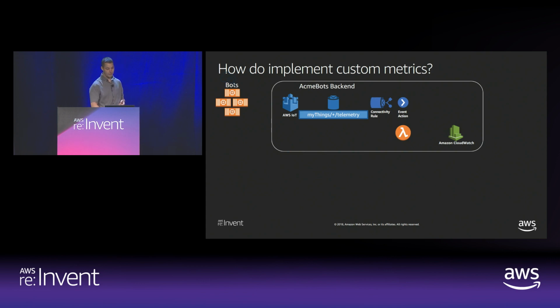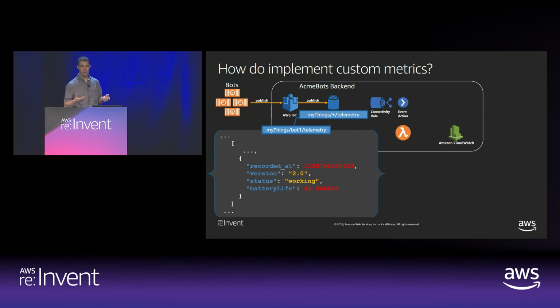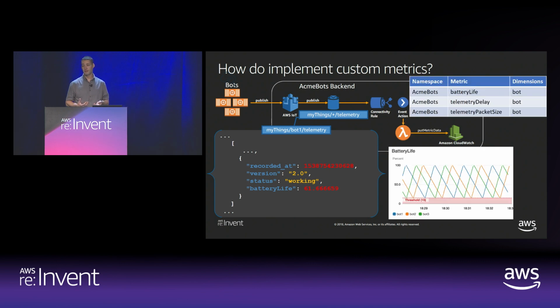So for implementing custom metrics, on the back end, on the IoT side, we have our bots publishing their status to AWS IoT. So that's published to a MQTT topic. And this is just an example of the data format that's published. And then you have a connectivity rule that's pulling that data from the topic and triggering a custom action. So we use Lambda to send that custom action. And what that does is it executes a put metric data call. So the Lambda executes to pull the data out of that MQTT topic and publish it to CloudWatch.